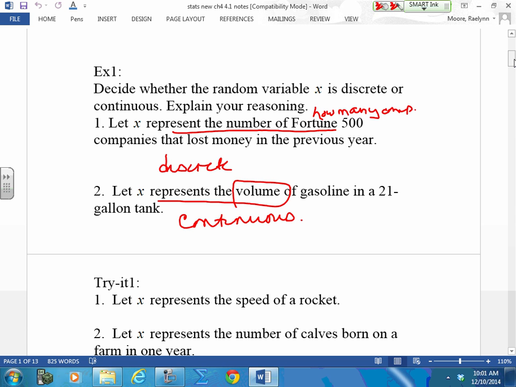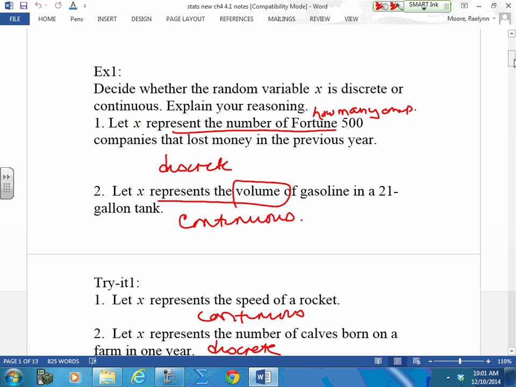All right, so take a look at, try it once. Let X represent the speed of a rocket. What would you say? Continuous. You say to yourself, can it go 400.2 miles per hour? Yes. If it only could go 5 miles per hour, 6 miles per hour, 7 miles, and never have a decimal, then it's discrete. Let X represent the number of calves born on a farm in 1 year. Discrete. These are countable.